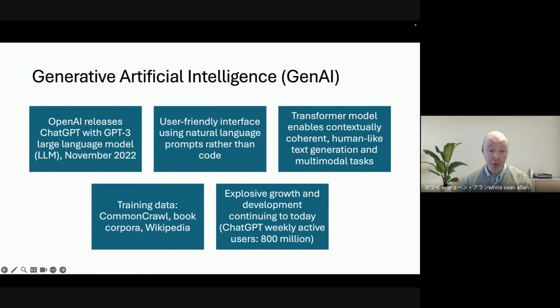That led to explosive growth, right, and development continuing today. The most recent number I saw was 800 million weekly active users of ChatGPT. So, explosive growth. I think it was 1 million users after 1 week, and I don't remember how many afterwards, but today, of course, 800 million weekly active users.